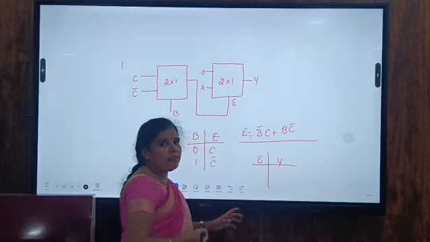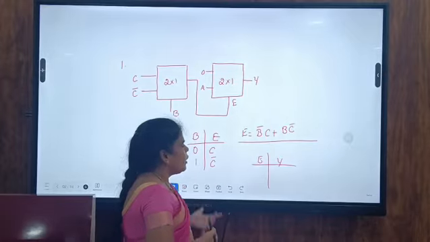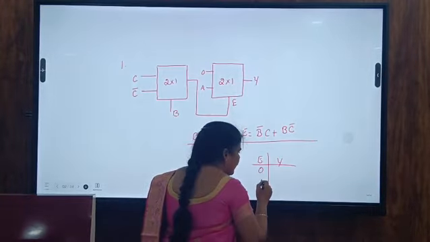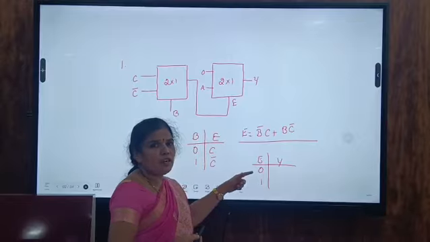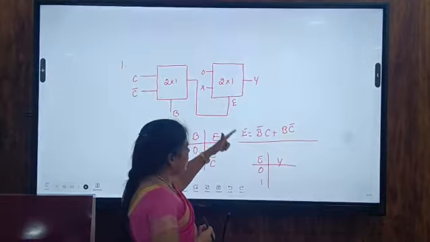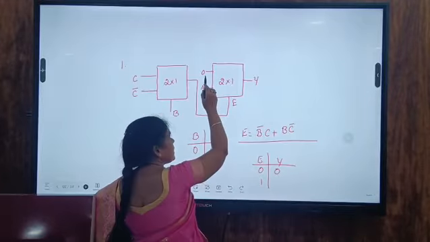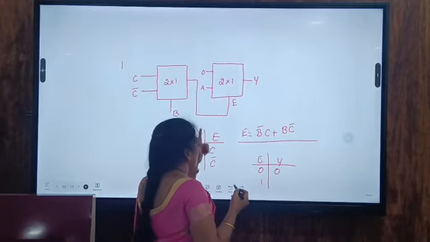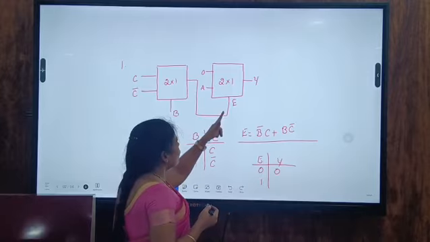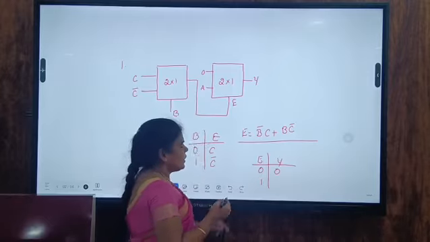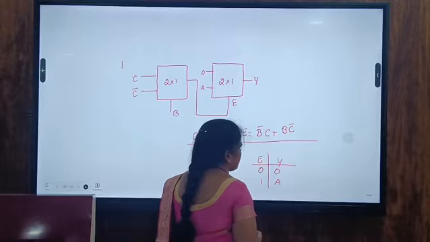So here also we are having only one selection line, so there are only two combinations. One is 0 and the second one is 1. When E equal to 0, what is the output you are getting? 0, because the data here is 0. And the second one is when E equal to 1, what data will we get? A. So A we will get here.